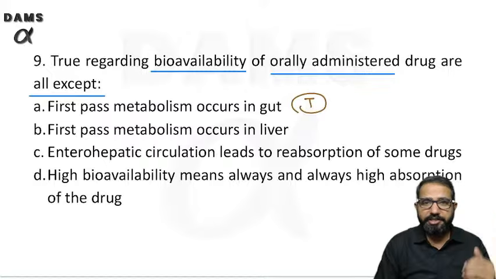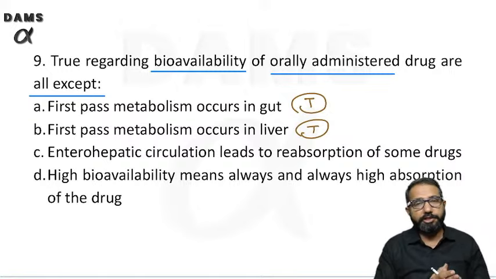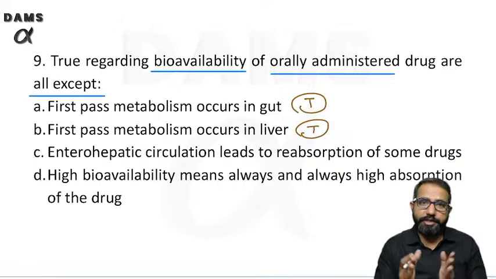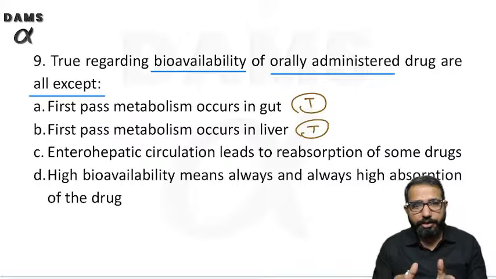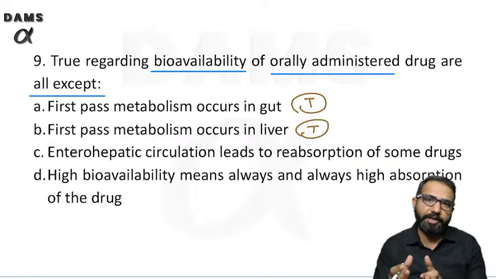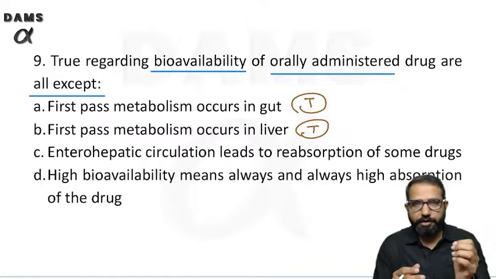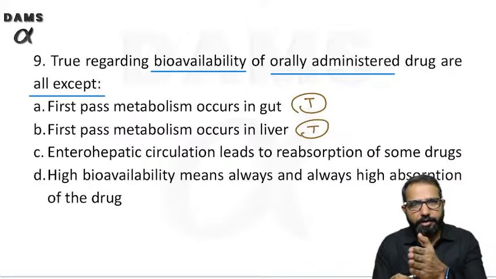We have the peptidase enzyme. The peptides are metabolized. First pass metabolism in the liver, that is main. That is also true. Enterohepatic recirculation leads to reabsorption of some drugs. Yes. Some drugs, after conjugation, come in the bile, and through the bile they come to the intestine. Drugs like estrogen. Estrogen after conjugation comes in the bile and then in the gut.